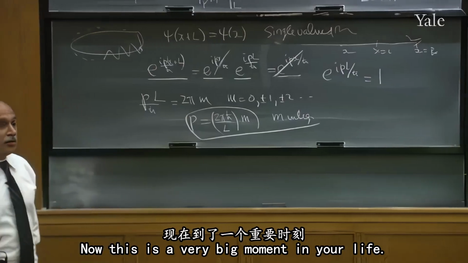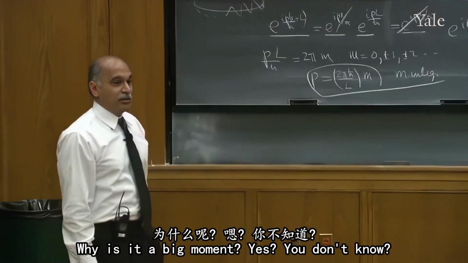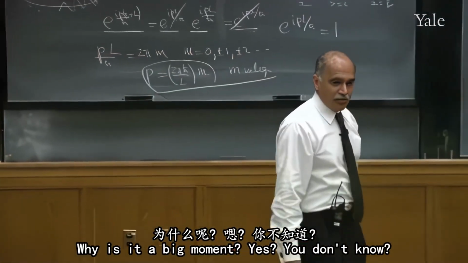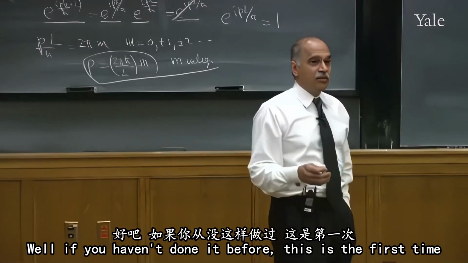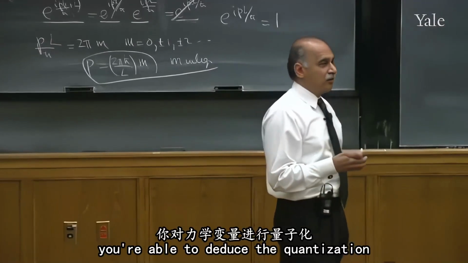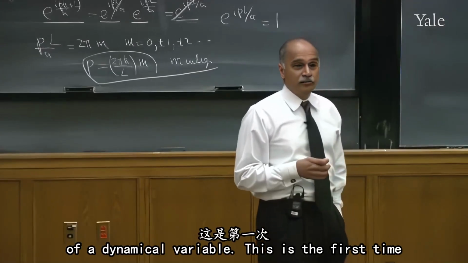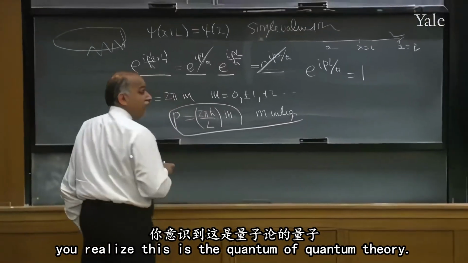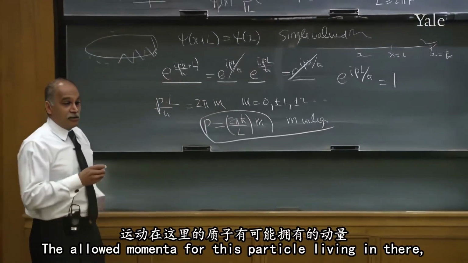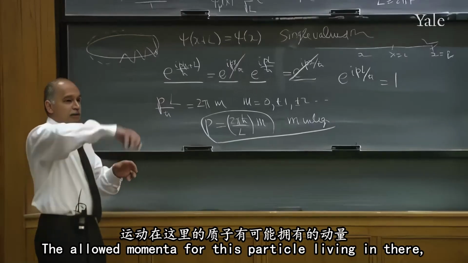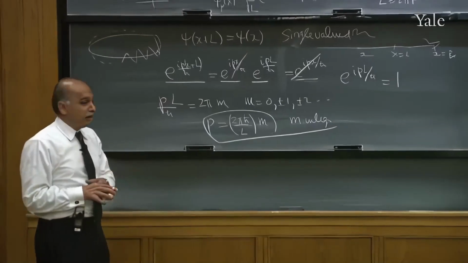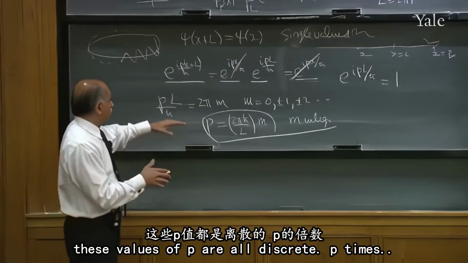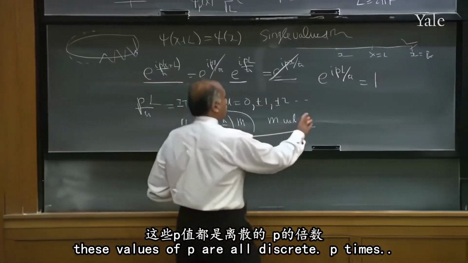Now, this is a very big moment in your life. Why is it a big moment? If you haven't done it before, this is the first time you're able to deduce the quantization of a dynamical variable. This is the first time you realize this is the quantum of quantum theory. The allowed momenta for this particle living in there, you might think it can zip around at any speed it likes. It cannot. Especially in a ring of nano proportions, these values of p are all discrete.